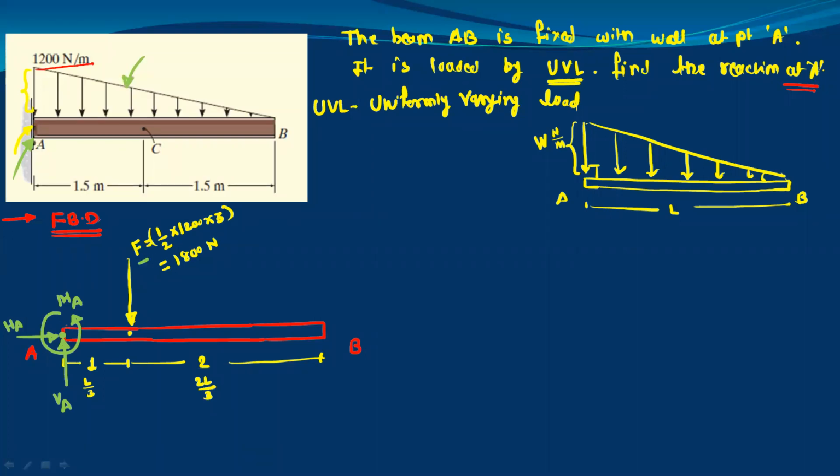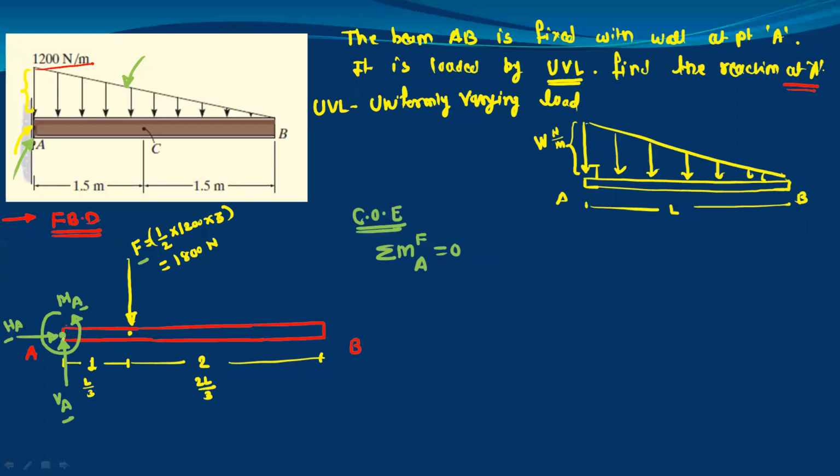Then we have shown all the reactions at point A. There is no other force on the beam AB. So your next step is to use the conditions of equilibrium. Here we have 3 unknowns: VA, HA, and the moment. First I will use summation of moment by all the forces about point A equal to 0. From this equation, I can find out the moment reaction at point A.